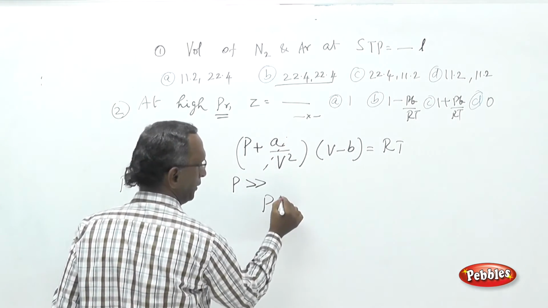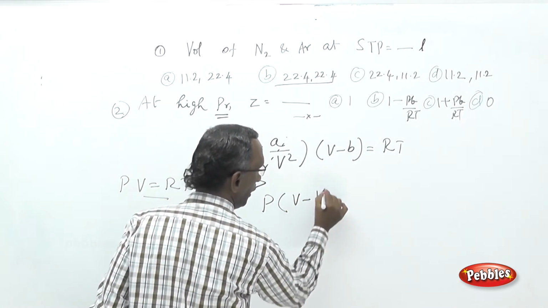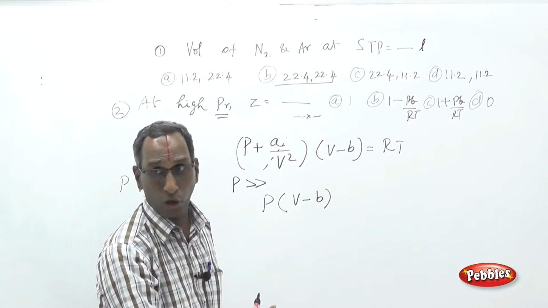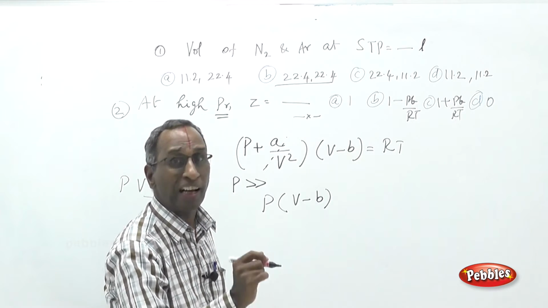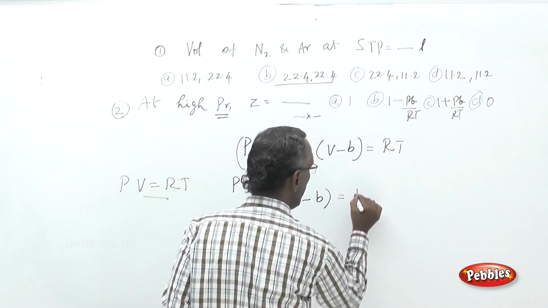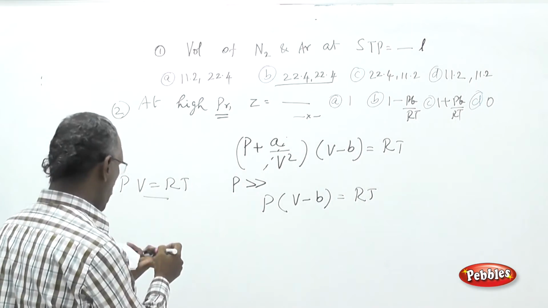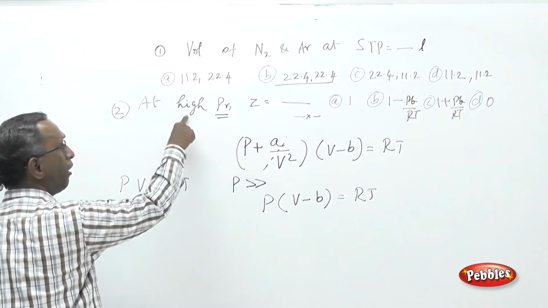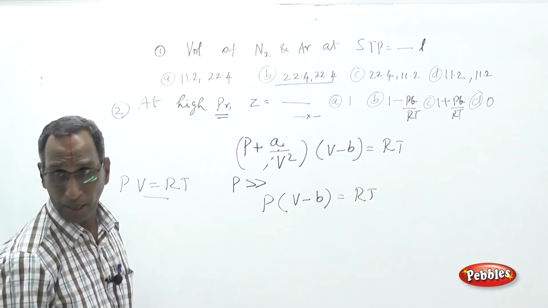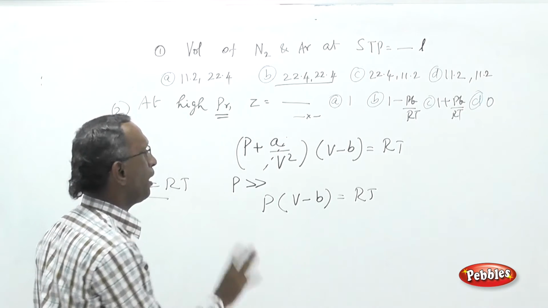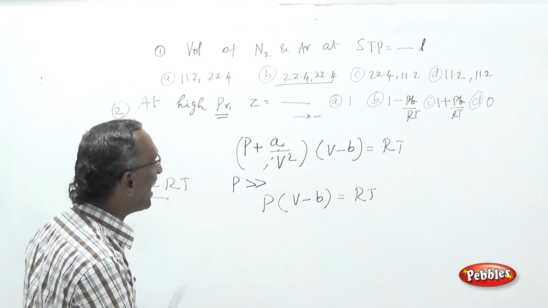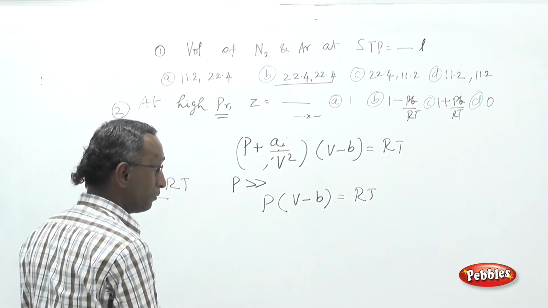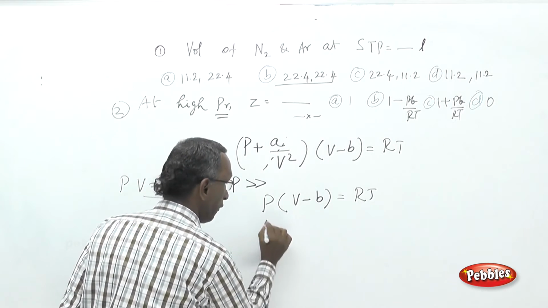If it is neglected, it can be written as P into (V minus b). We have seen that b cannot be neglected; b is very low, P is also low, so between two values you cannot neglect both. The Van der Waals equation is reduced to this form at high pressure. At high pressure, pressure is very high compared to a by V squared, so a by V squared is negligible compared to P, but b is not negligible compared to V. RT is there. Now simplification.